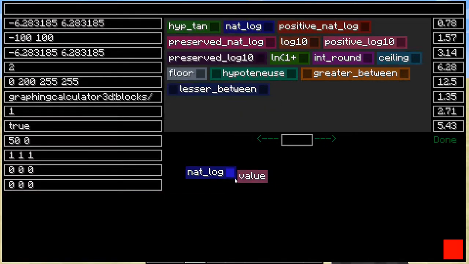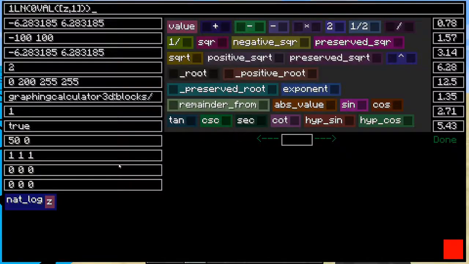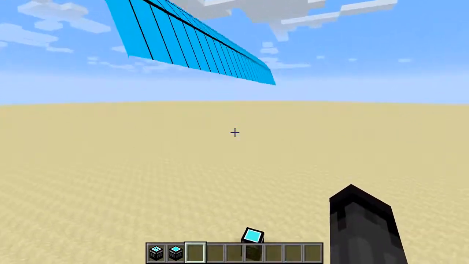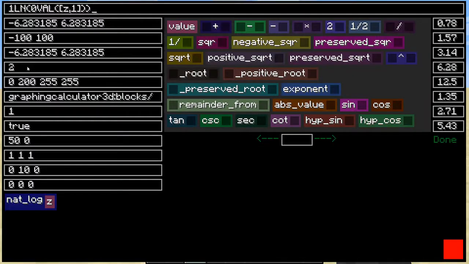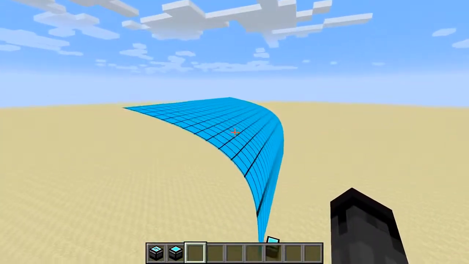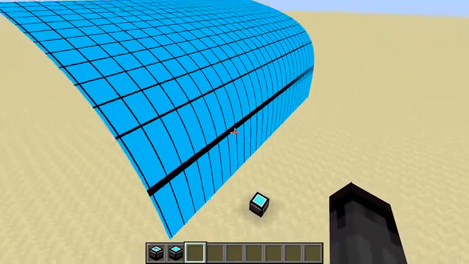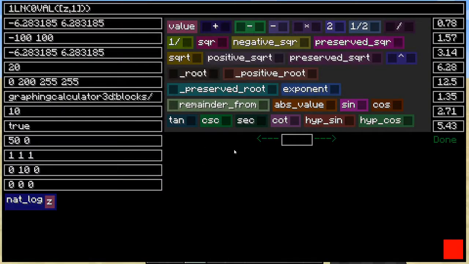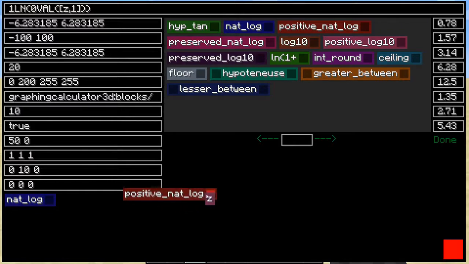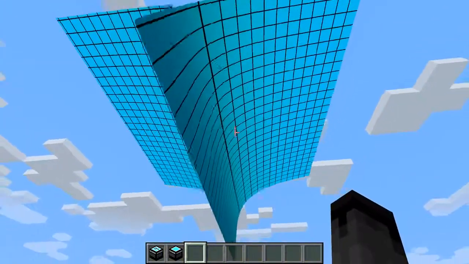Let's take a look at natural log of x, or z because I missed the key. Looks about right? And let's up the resolution just to see it better. I end up doing that an awful lot. Maybe I should change the default. Anyway, that's natural log of z, right? However, its domain is restricted, so that's the difference between the other two. Positive natural log, there you go.